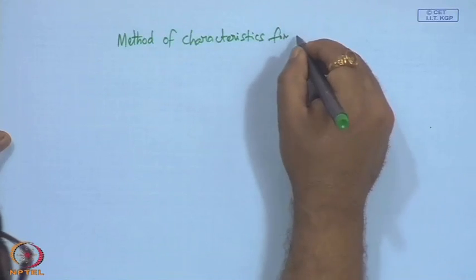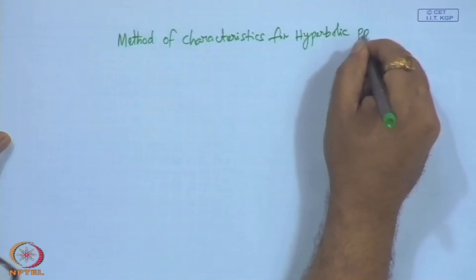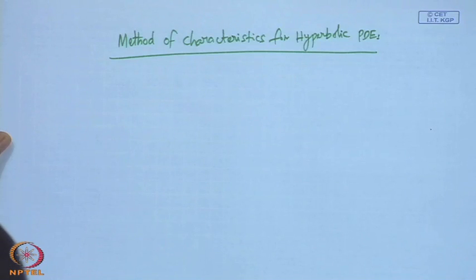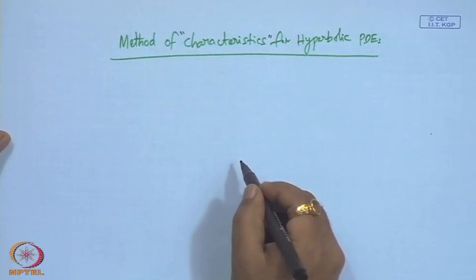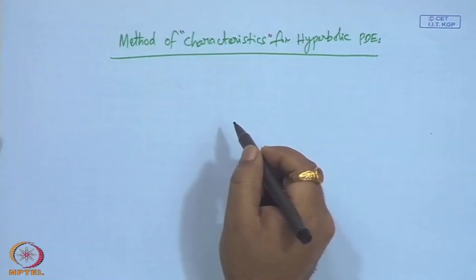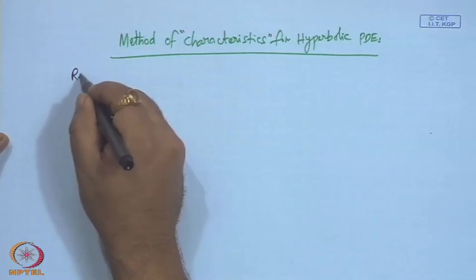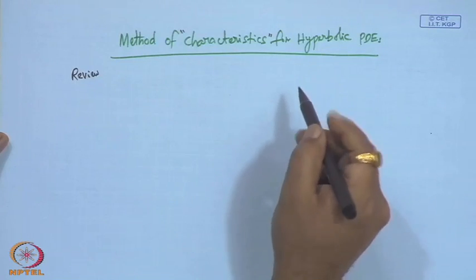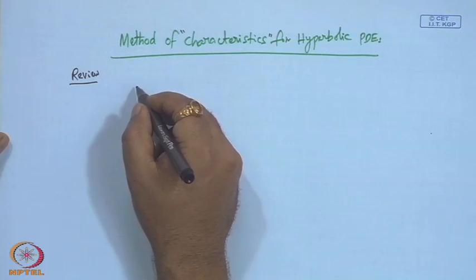Method of characteristics for hyperbolic PDEs. When I say this, first we have to understand what a characteristic is. Typically, let us start with just a review on first order, then we discuss second order.